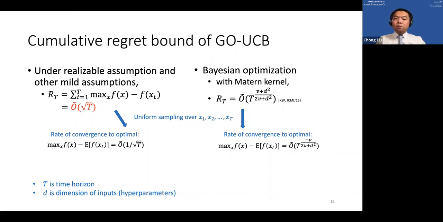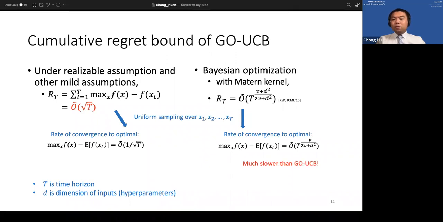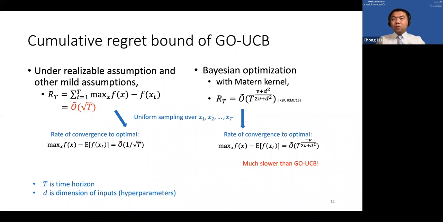In the hyperparameter tuning example, the d means the number of the hyperparameters that we'd like to play with. For example, here, let's say the d is 10, and d squared means 100, which means that the Bayesian optimization usually converges much slower than the GO-UCB, which is bad. But which means that the GO-UCB is better than the Bayesian optimization in theory.